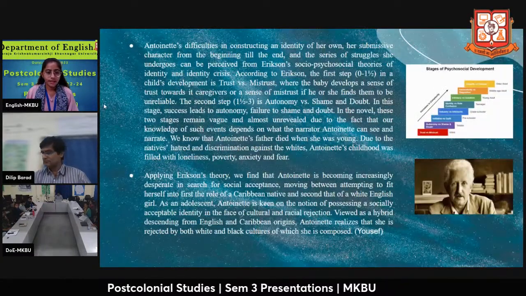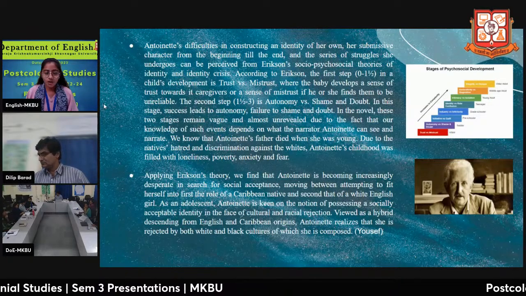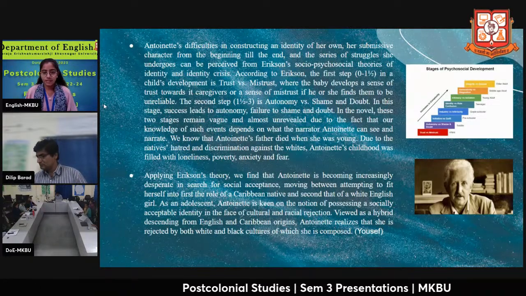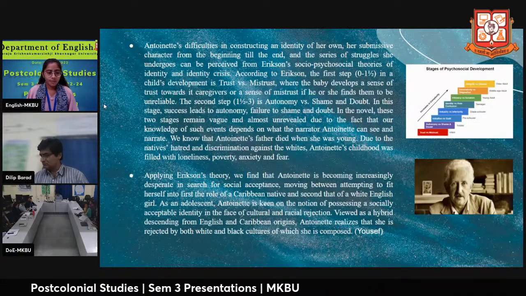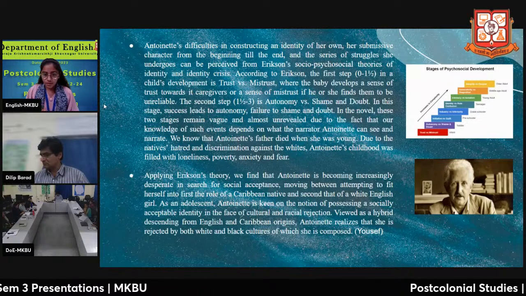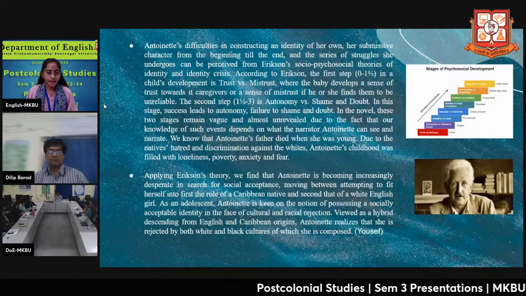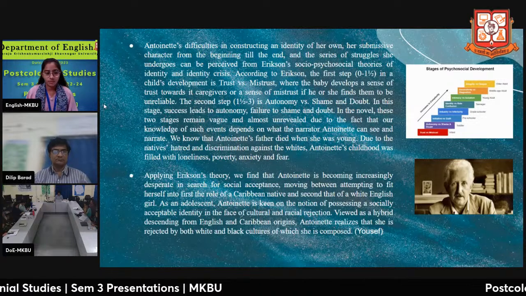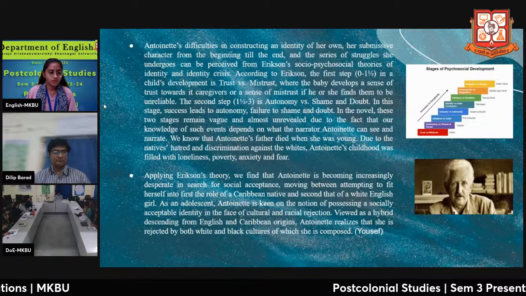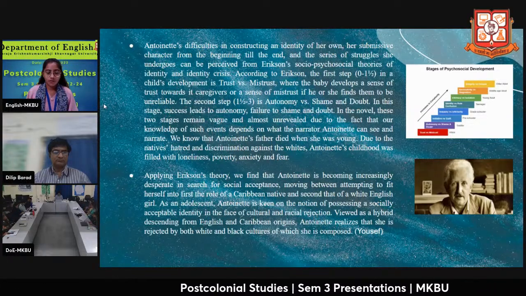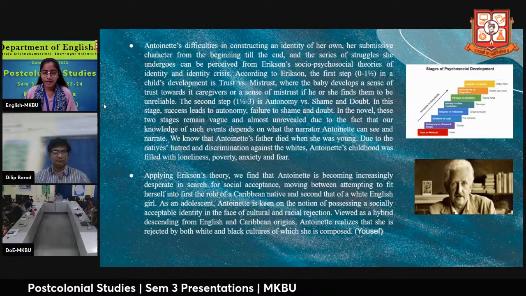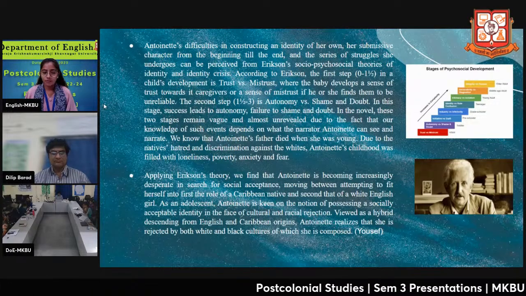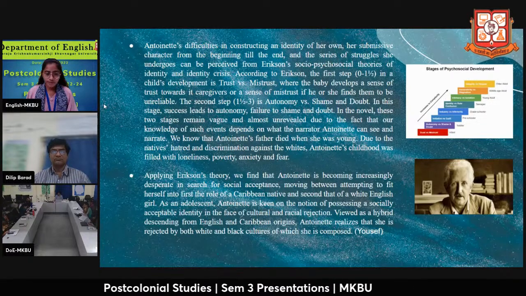Antoinette's difficulty in constructing an identity of her own, her submissive character from the beginning till the end, and the series of struggles she undergoes can be perceived from Erikson's psychological theories of identity crisis. According to Erikson, the first step in a child's development is trust versus mistrust, where the baby develops a sense of trust towards its caregiver, or a sense of mistrust if he or she finds them to be unreliable. The second step is autonomy versus shame and doubt. In this stage, success leads to autonomy and failure to shame and doubt.